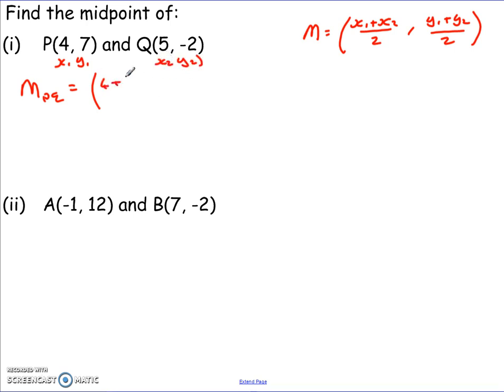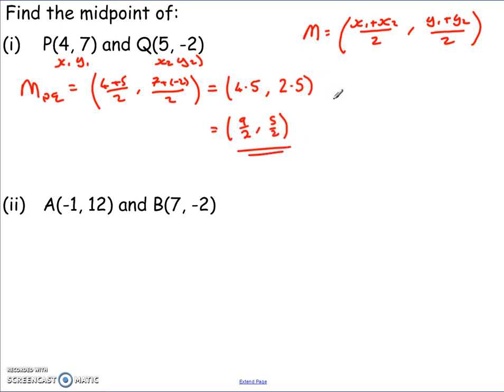So I get 4 plus 5 over 2, and then 7 plus negative 2 over 2 as well. 4 plus 5 is 9, 9 over 2 gives me 4.5, and then 7 plus negative 2 is the same as 7 minus 2, which is 5, and 5 over 2 gives me 2.5. If I left these as improper fractions, 9 over 2 and 5 over 2, that would be perfectly fine as well. If it doesn't ask you for a specific form, they're both acceptable.